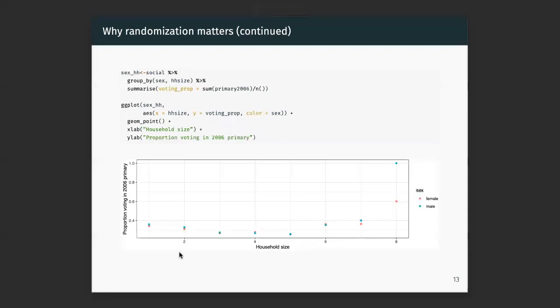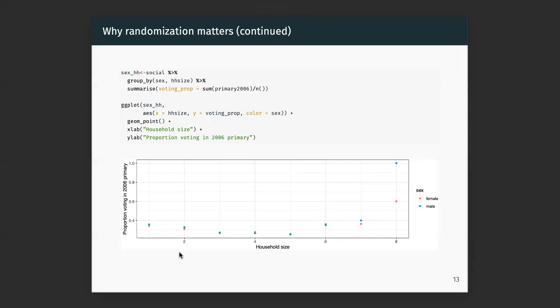Okay, why randomization matters. Here's another reason why randomization matters: voting rates differ by household type, right? So here we're going to compute the voting proportion by sex and household size. We're going to ask, do men and women vote at different rates depending on how big their household is?